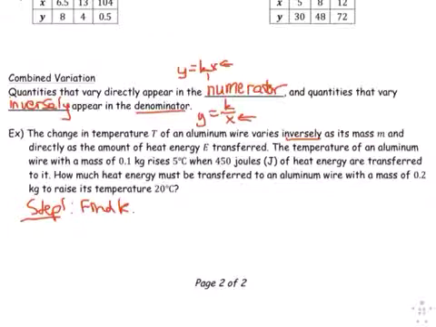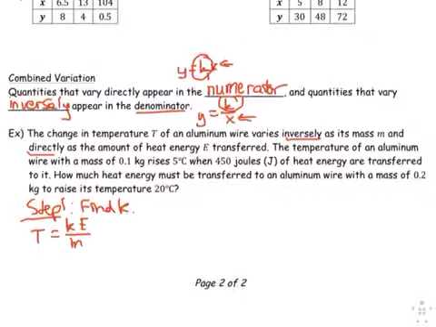We will set up the relationship as T equals, looking back at the problem, it says that the T of an aluminum wire, temperature, varies inversely as its mass. So then that means the m will go in the denominator. And directly as the amount of heat energy E transferred. So then that means E goes in the numerator. And notice, no matter whether we are looking at a direct variation equation or an inverse variation equation, k is always in the numerator.